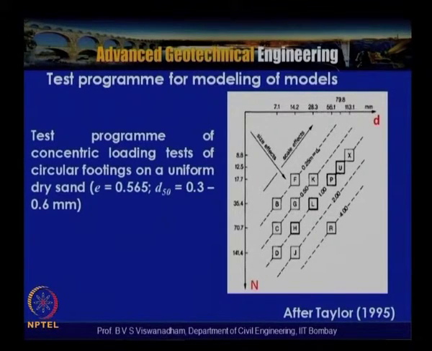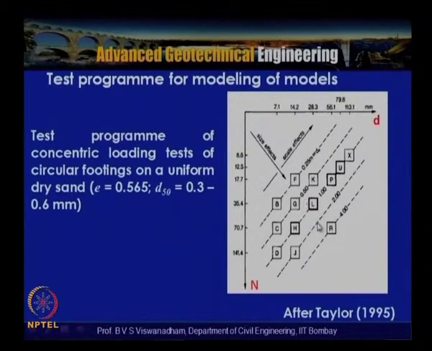A number of models have been formulated basically to see where the size effects and the scale effects are going to be. In this chart, the footing dimensions are given on the x axis on a logarithmic scale, and the G level is given on the y axis. This particular line indicates a 0.25 meter diameter footing, this is a 0.5 meter diameter footing, this is a 1 meter diameter footing, and then 2 meter and 4 meter diameter footings.